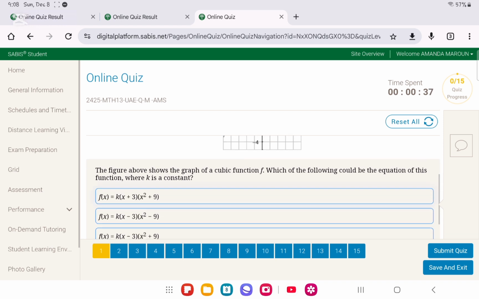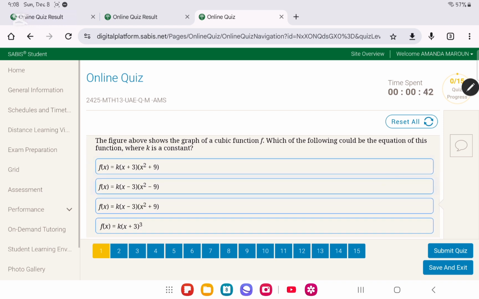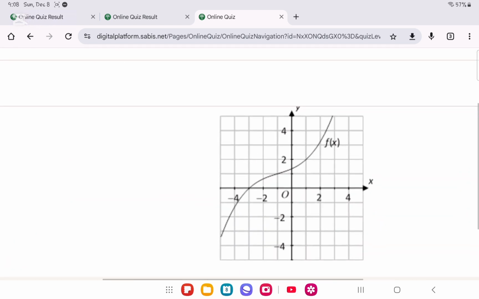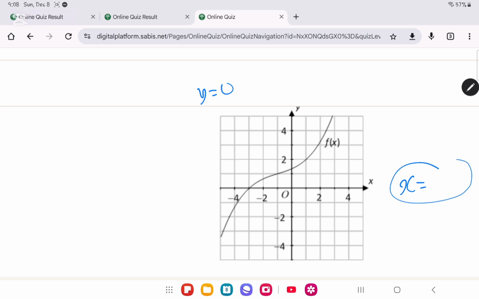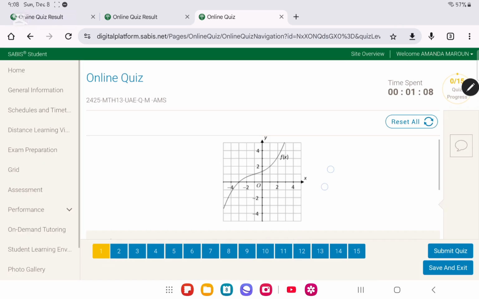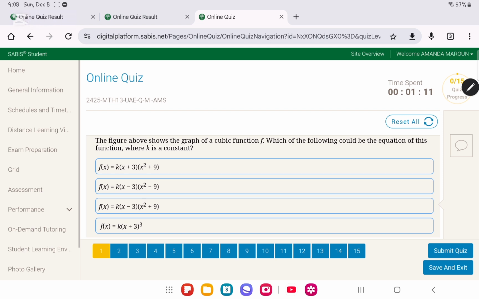Okay, by looking at this, the only thing we can do in such a case is find the x-intercept easily. Now the x-intercept means y has to be equal to 0, but x has to be equal to a number. In this case, when you look at the x-intercept, you will find it is minus 3. So we come back here and we need to see which of the following could be a possible equation for this function. We know our x-intercept is minus 3.